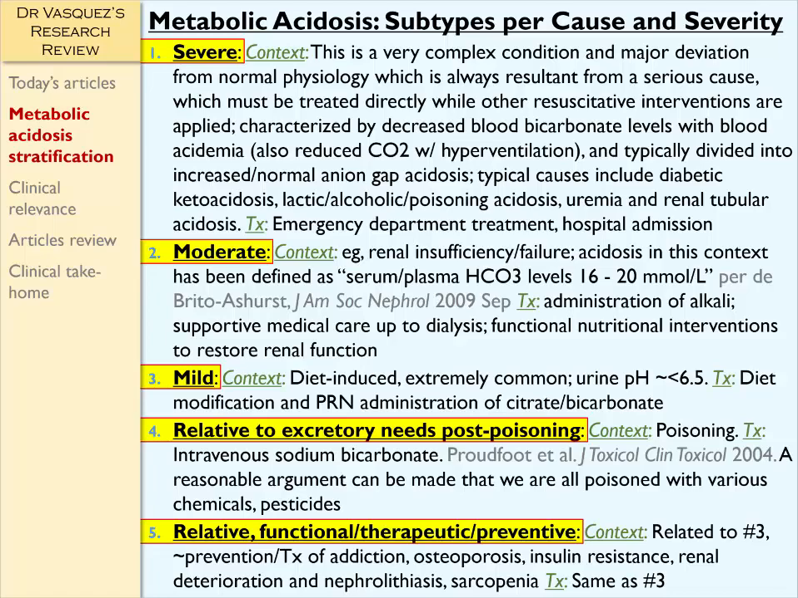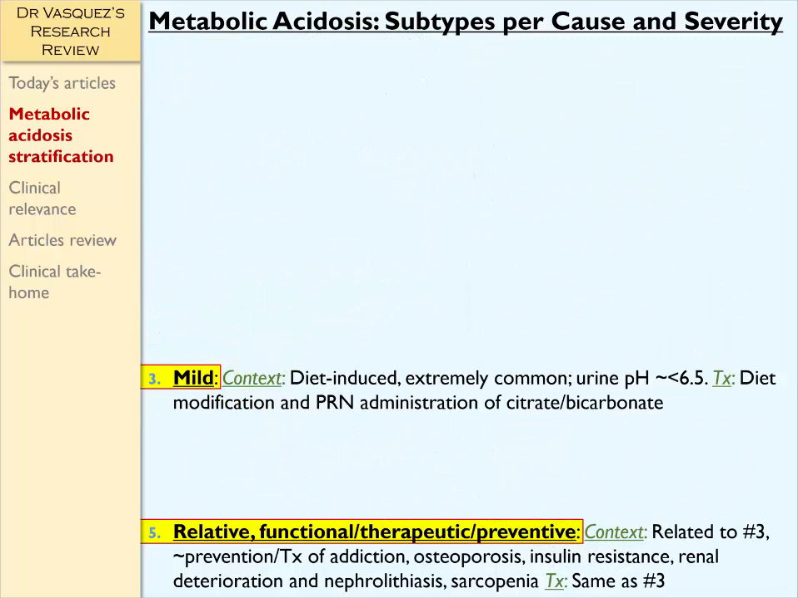And the treatment here would be same as number 3, which is diet modification and the as-needed administration of citrate or bicarbonate to reach a urine pH, let's say, of at least 6.5 and perhaps 7.5 or even higher than that. Again, I'll give you more details as we go through today.